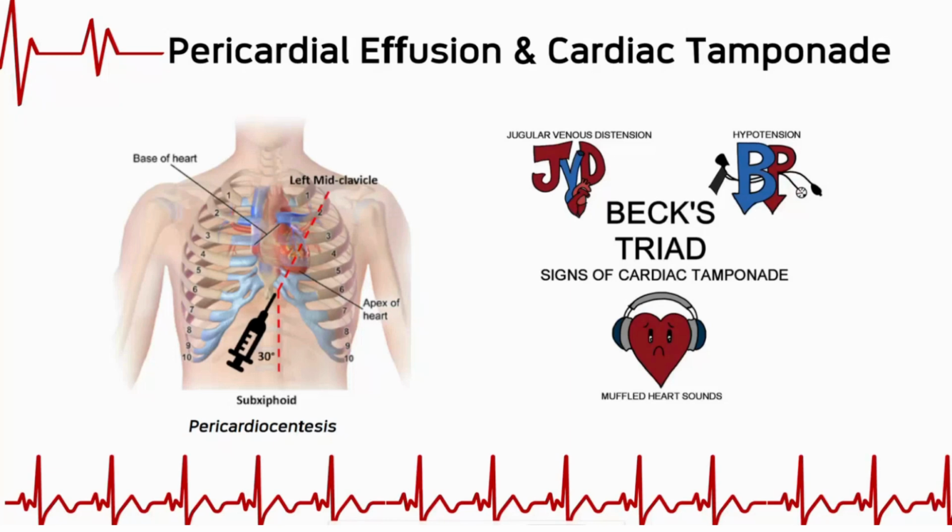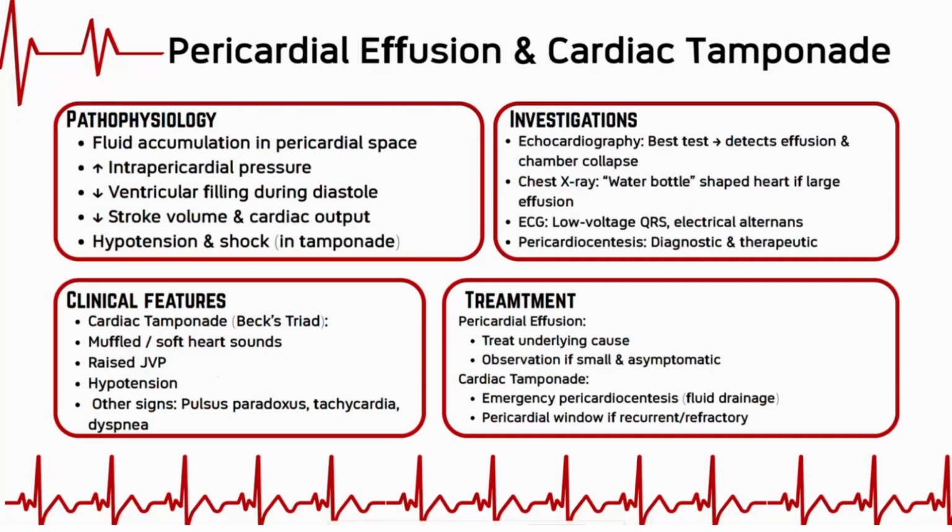The other part of this triad is hypotension, and finally muffled heart sounds. So there's so much fluid inside the pericardium that when we try to listen to the heart in the various auscultation points, the sound is actually quite dull. So this is cardiac tamponade, and cardiac tamponade's major features.